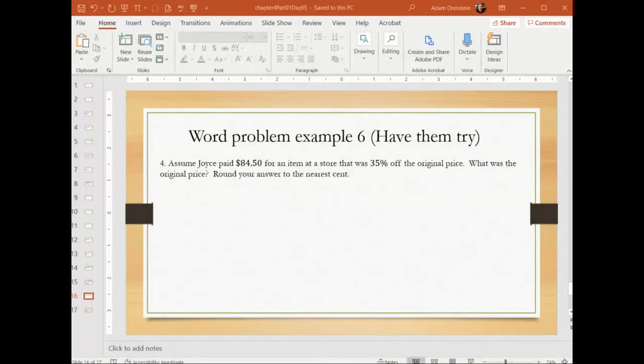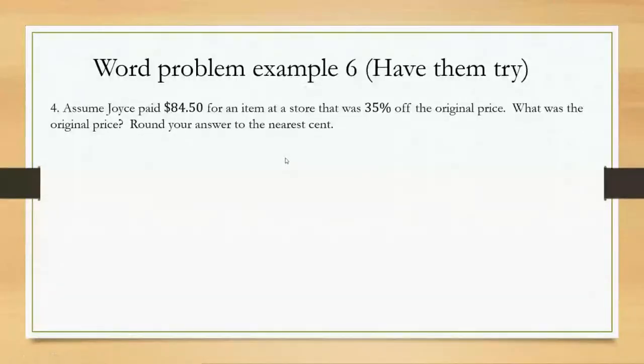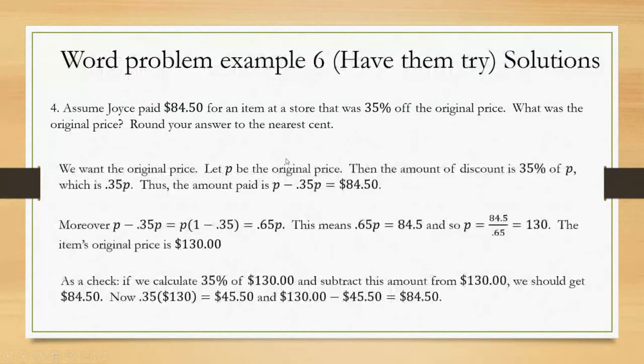We also know that it's marked down 35% of the original price. So we know the percent discount, in other words. We also know how much she paid, the ending value. We want to know what the original price was. Well, we have done this kind of question before.